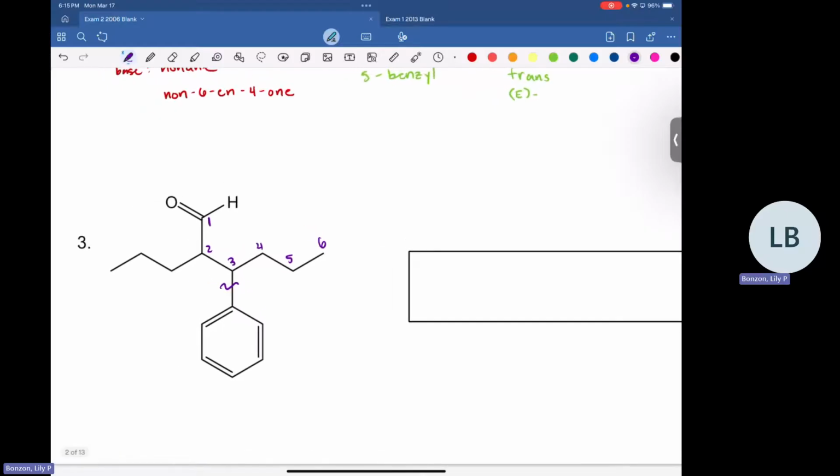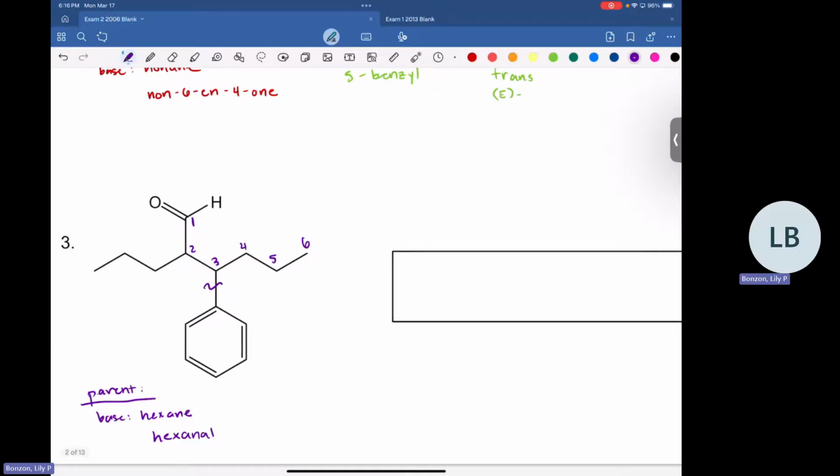So for our parent, we have a hexane as our base. And then the aldehyde ending is just going to be -al. So hexane becomes hexanal. And since aldehydes are always going to be on carbon 1, we don't have to say 1-hexanal. It's always assumed to be on carbon 1, so you don't need the number. You just need the name of it.